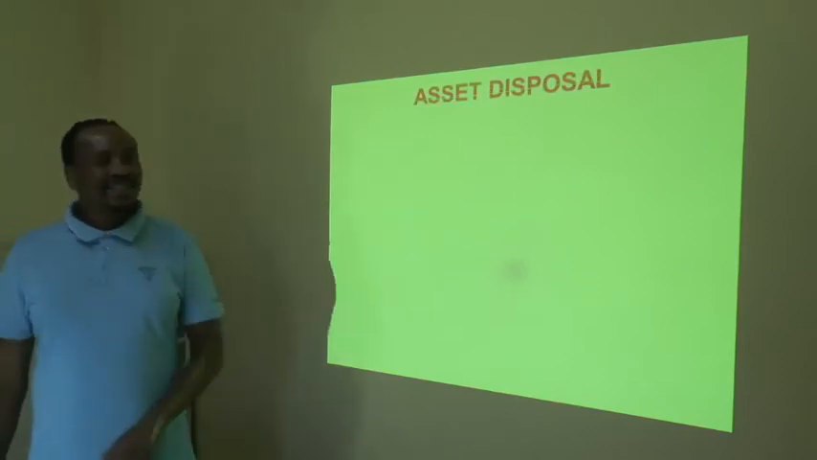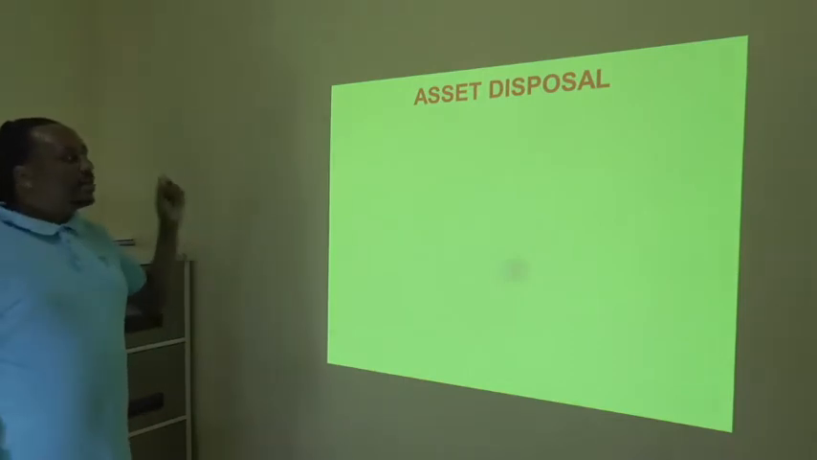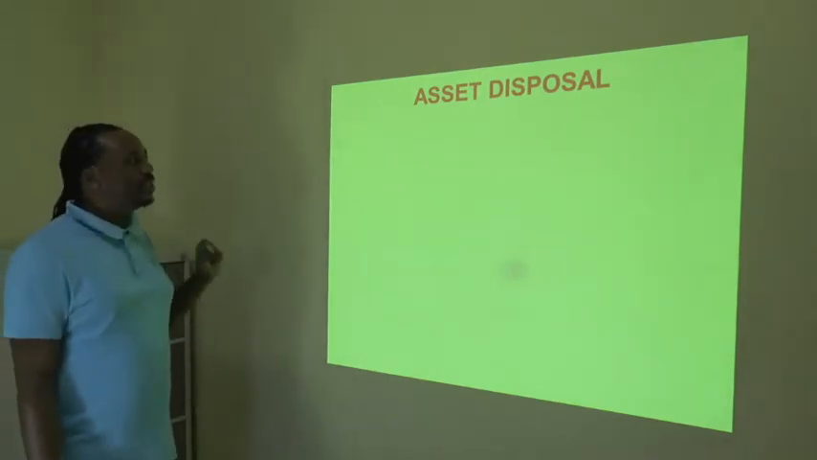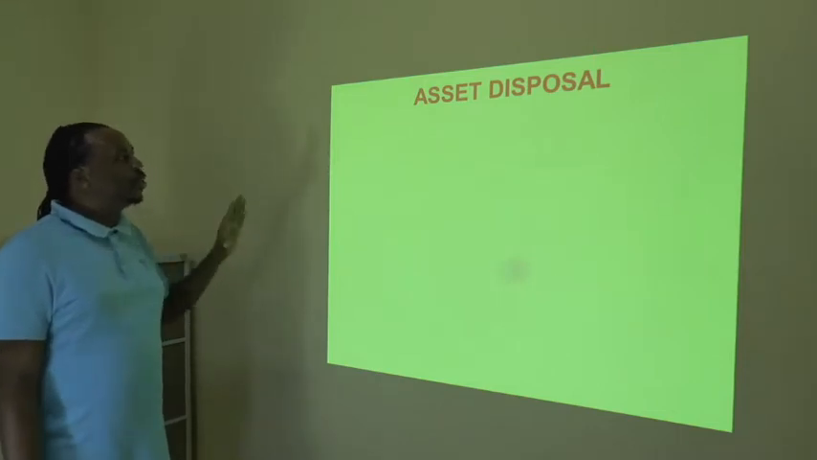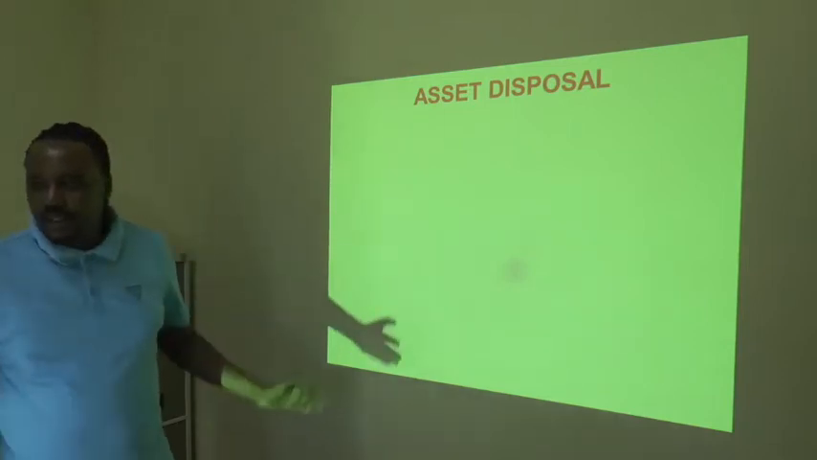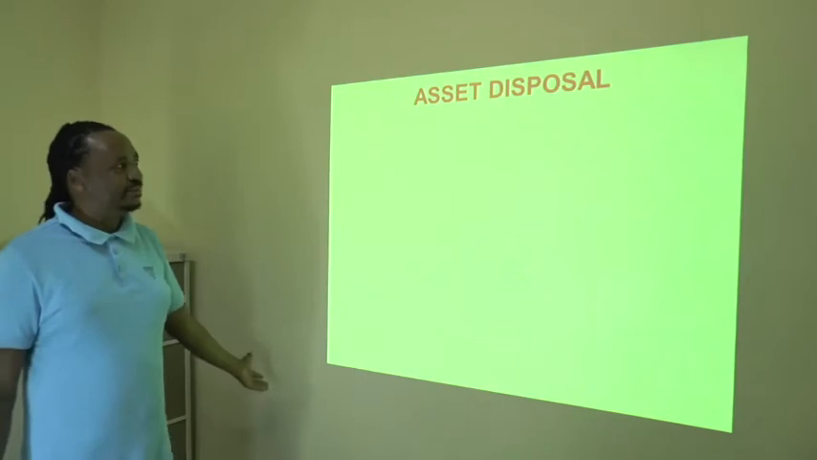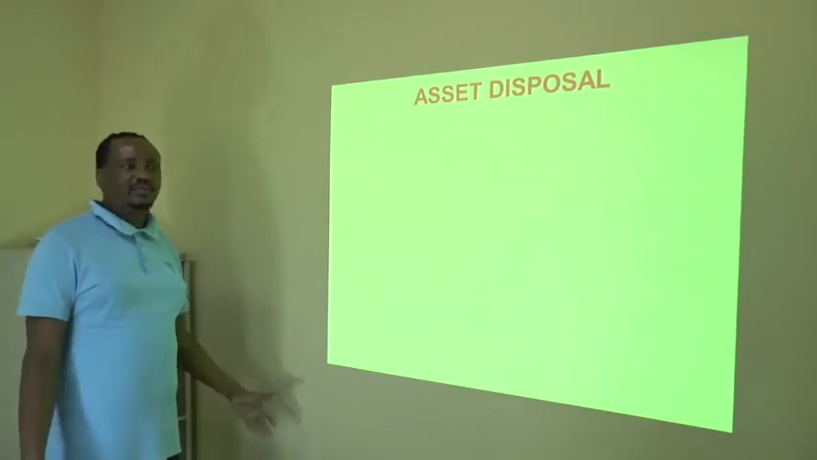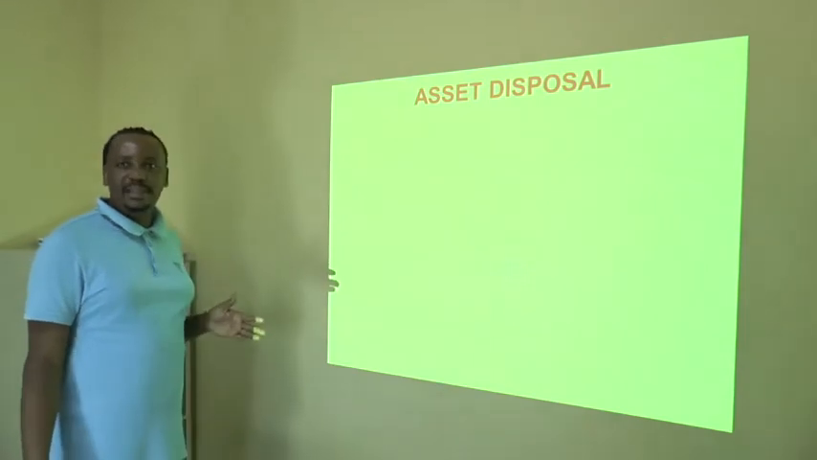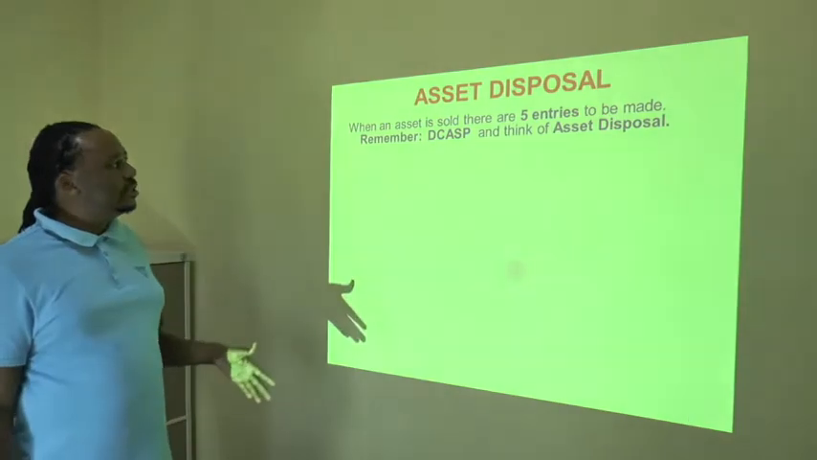Now let us look at asset disposal. Remember, on the tangible asset, the important part that you must take into consideration is how to dispose of an asset and how the asset disposal is recorded. We've done this in grade 11. It's a repetition for grade 11, the asset disposal, and the tangible asset is a repetition for grade 10. So let us look at the asset disposal.